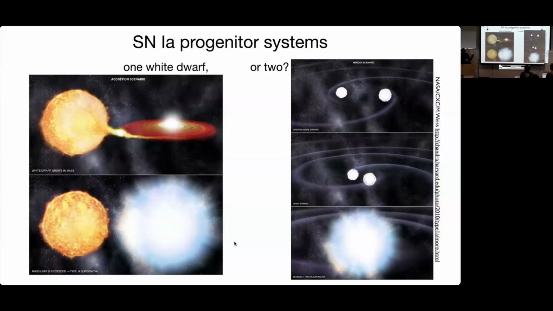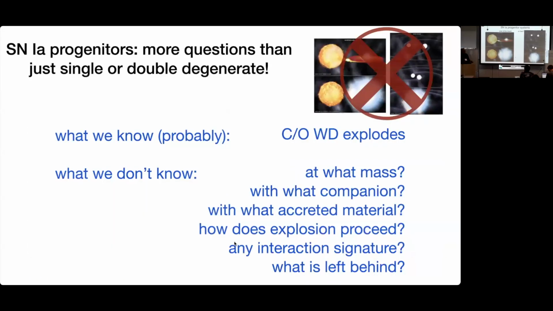Okay. So it turns out this whole question is not the right question. What we know, probably, is that a carbon-oxygen white dwarf explodes. What we don't know is, is it really at 1.4 solar masses? We don't know. What is the companion? We don't know. What is the accreted material? Is it hydrogen rich, helium rich? Is it degenerate material, carbon oxygen? We don't know. How does the explosion proceed?